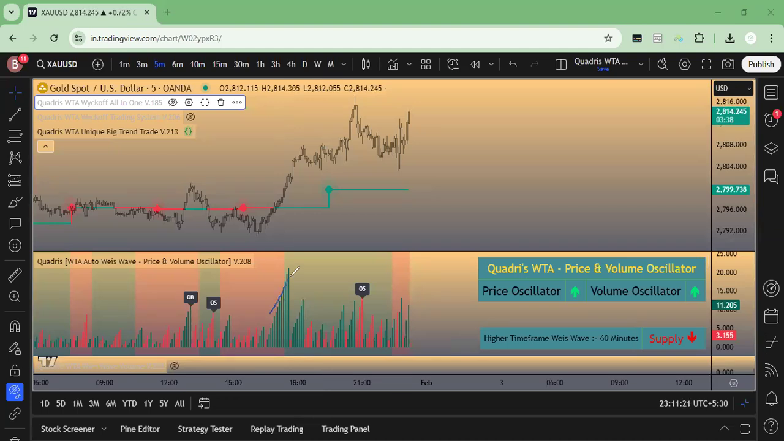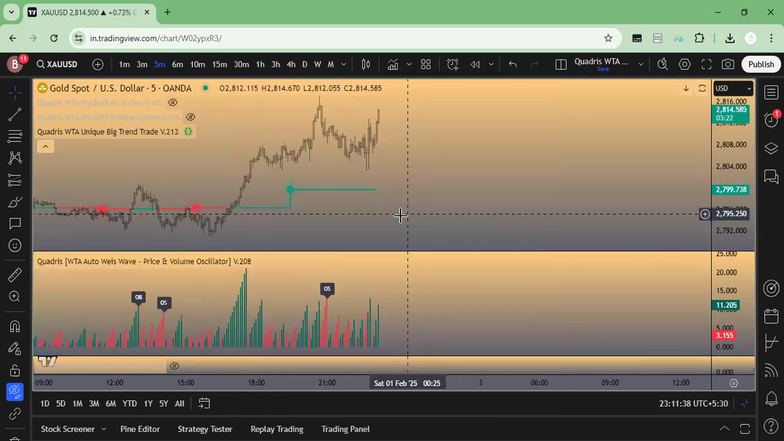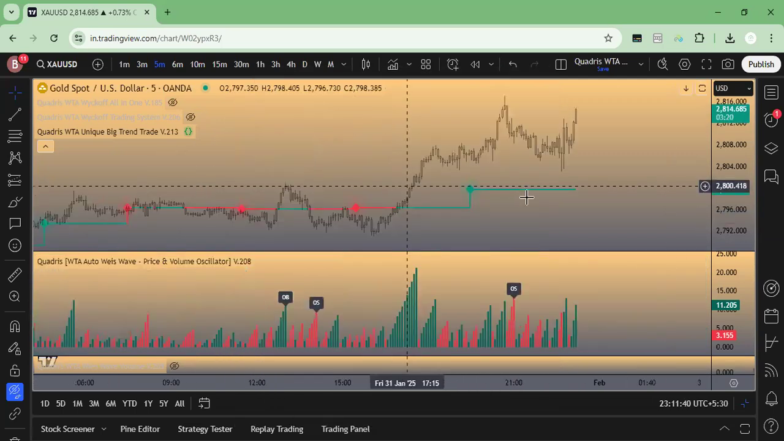Whenever we see a green pyramid, let me once again hide background color, price also. Okay, the chart we are observing this on is the 5-minute chart of XAUUSD gold spot.